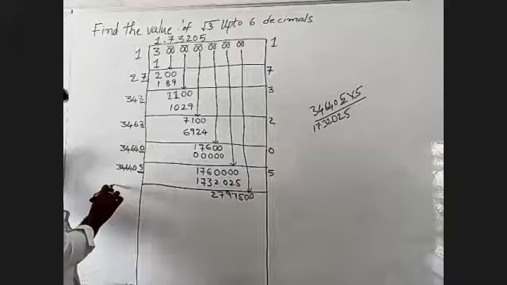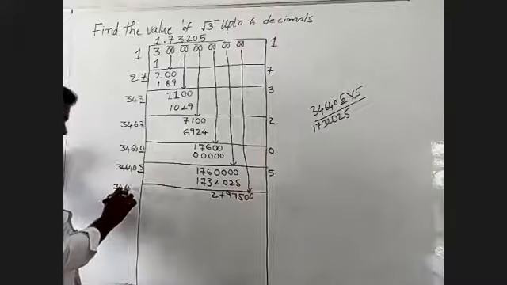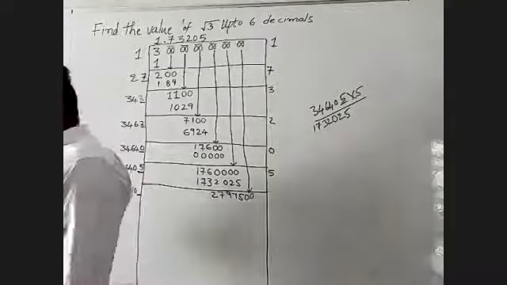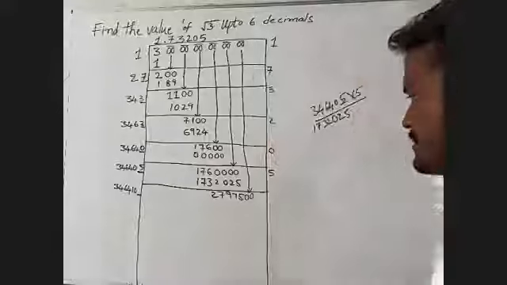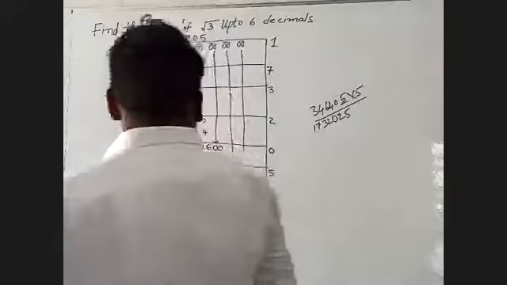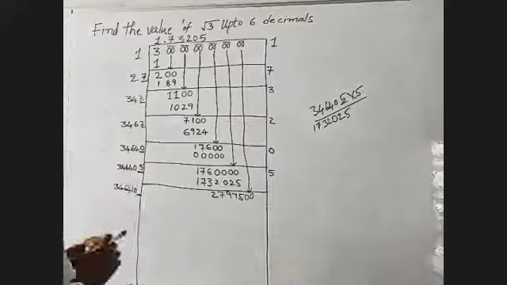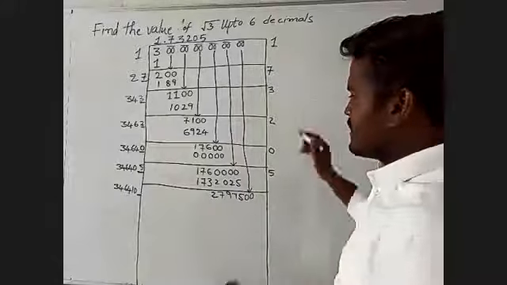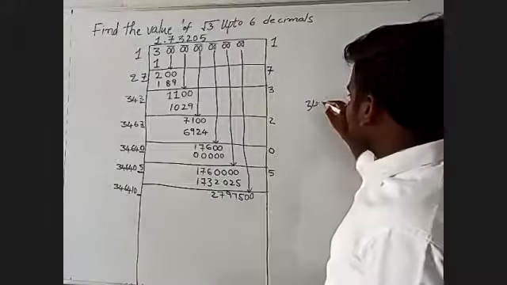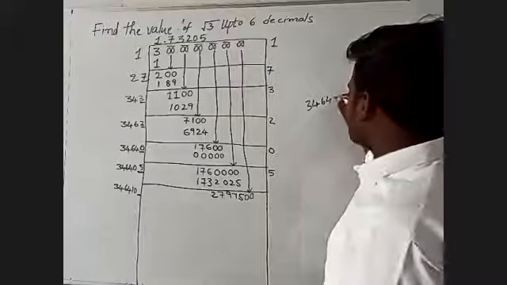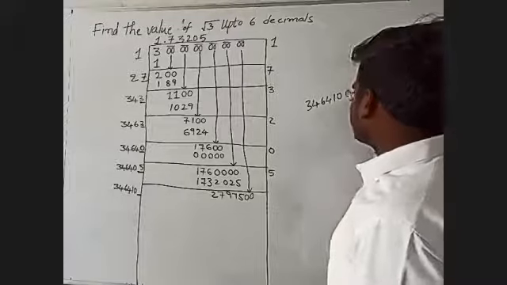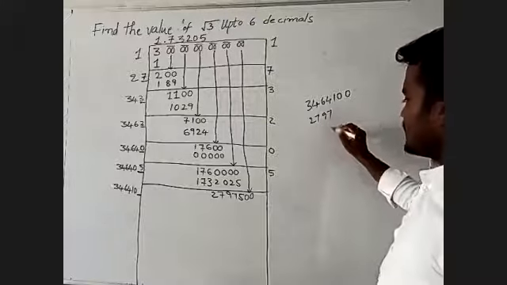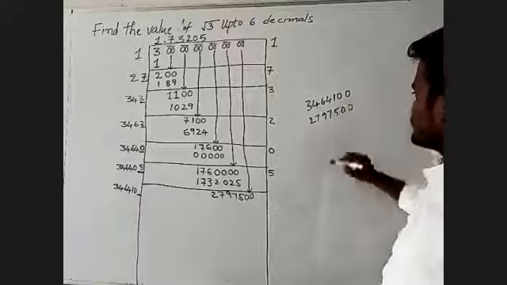But I have to write it as 3 4 6 4 10. The units place will be taken. I will take this given value, 3 4 6 4 1 0. I will take 0. We have to write this one, 2 7 9 7 5 0 0.